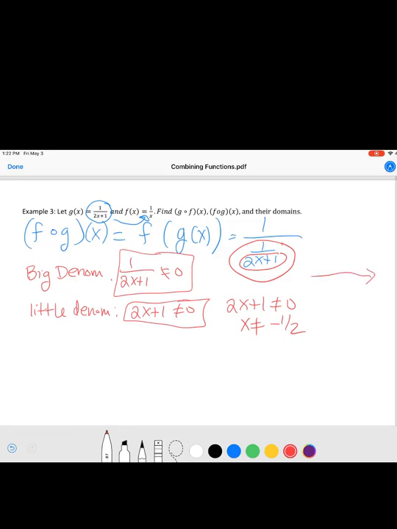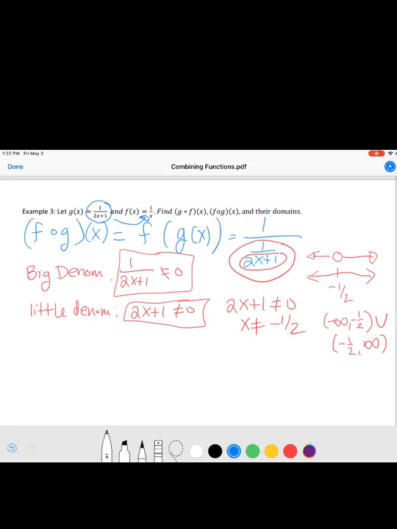So if I look at that on my number line, I can plug in anything I want except for negative a half. That's when I'm going to run into a problem. So I'm going to have an open circle on negative a half, and I can have anything else I want. So when I write this in interval notation, it's going to be from minus infinity up to negative a half, union negative a half to infinity.